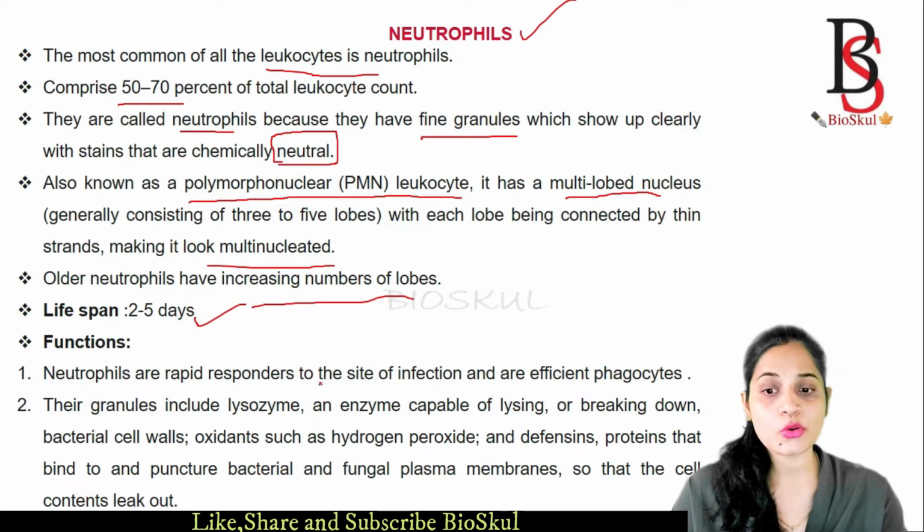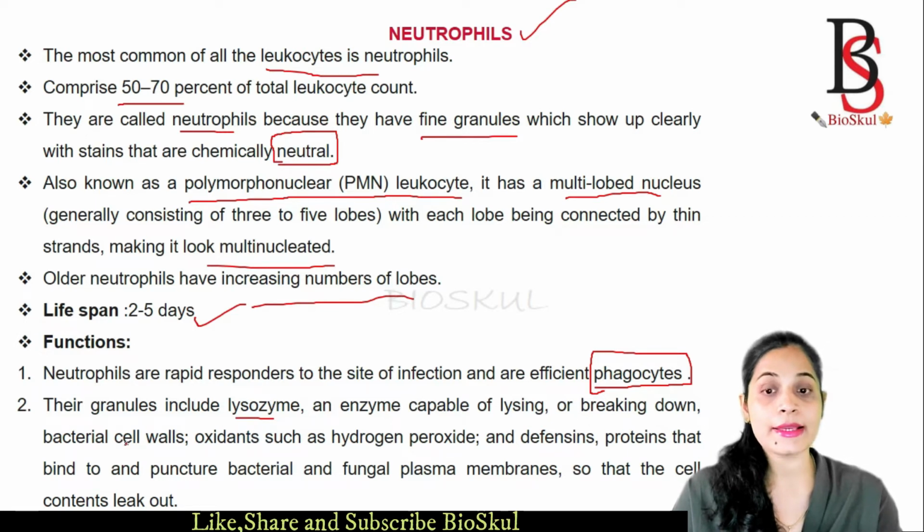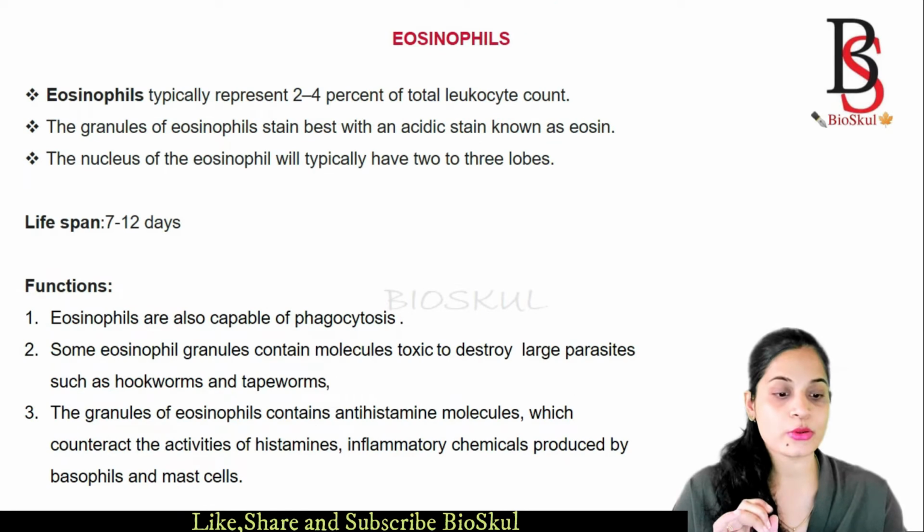What are the functions of neutrophils? The primary function of neutrophils is phagocytosis. It is an efficient phagocyte. Their granules include lysozyme, which is capable of lysing and breaking down bacterial cell walls. The granules also contain oxidants like hydrogen peroxide, and defensins, proteins which bind to the bacterial and fungal plasma membrane so that the cell contents leak out. So the neutrophil's primary function is phagocytosis.